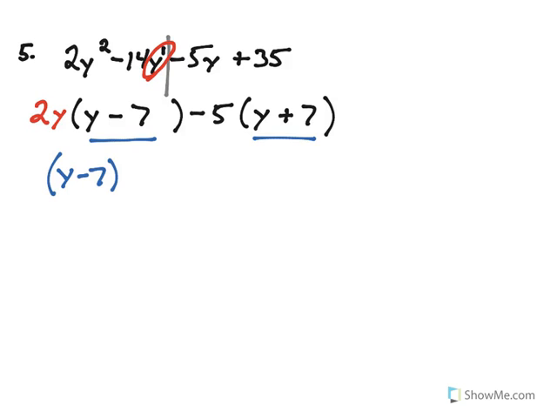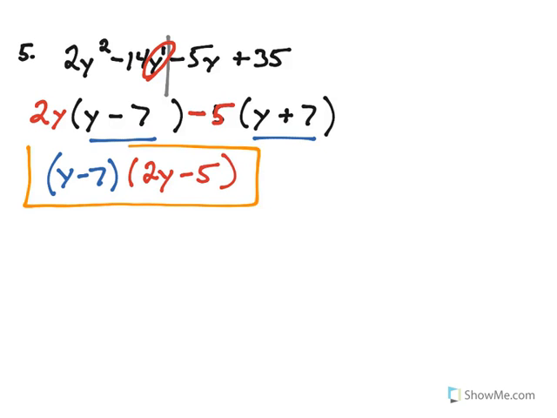Just write it once. Okay? Let me make that red so it matches. Okay, and then now the 2y minus 5 in red goes in its own set of parentheses from left to right. And then there you have it. Those are the two factors that if you FOIL or multiply, you will get 2y squared minus 14y minus 5y plus 35. Okay?